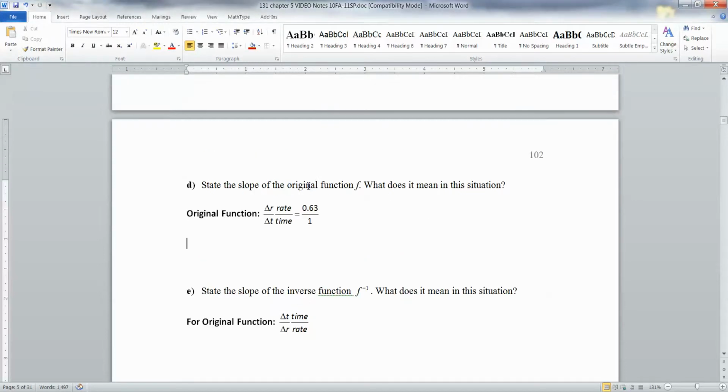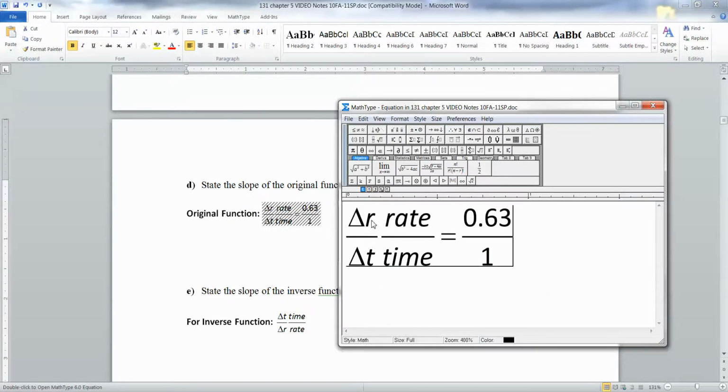So now let's remind ourselves about the slope of the original function. What does it mean? Now remember, we learned this back in chapters 1, 2, and 3, that when you're talking about the slope, what you really care about is the change in your y, which is your dependent variable, over the change in your independent variable.